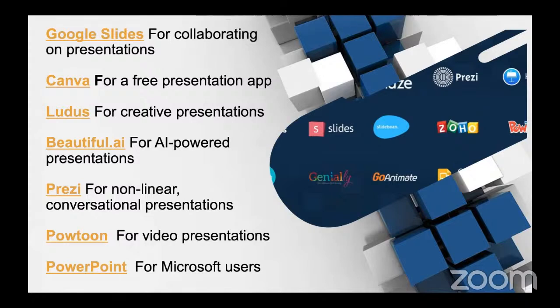Google Slides, Canva, Ludus, Beautiful.ai. If you are looking for an AI-powered presentation, you can go with this one. Prezi is one of the best for graphical representation of slides. They have built-in templates. You just simply download that template and use it.